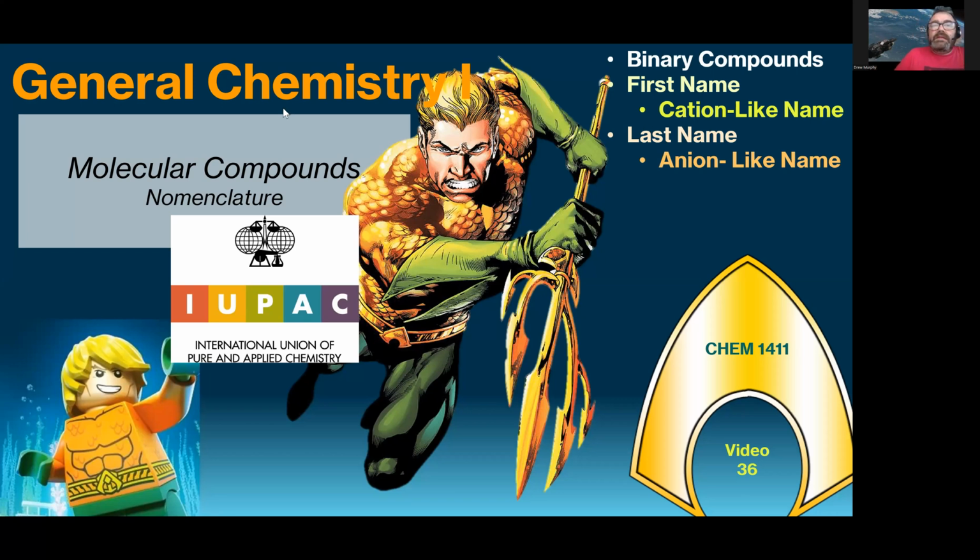In the case of ionic compounds, ionic names are based on the charge. But we can't do that with molecular compounds because there's not a charge involved. But the name convention feels similar. You're going to have a first name and a last name. The first name is a cation-like name. This last name is an anion-like name, and I'm going to show us how to figure this stuff out.